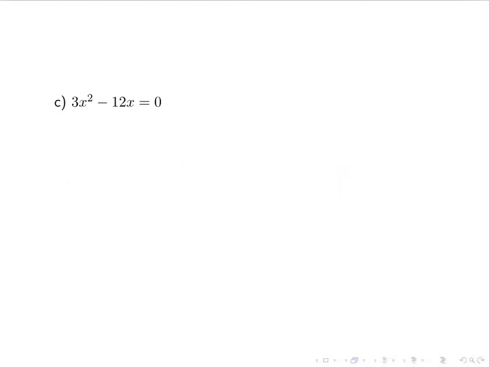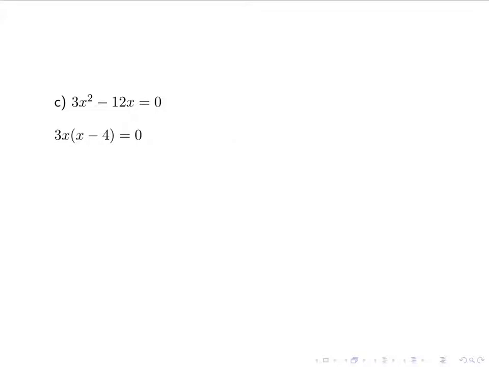So let's try another one. 3x squared minus 12x equals 0. So this isn't a trinomial, it's a binomial. There are only two terms. So remember, for a binomial, you look first for a GCF and then for a difference of two squares. So there's a really nice GCF here. So we have 3x times x minus 4 equals 0.